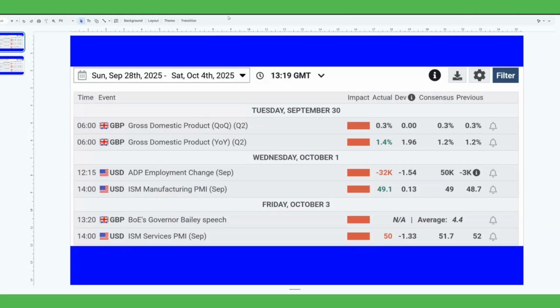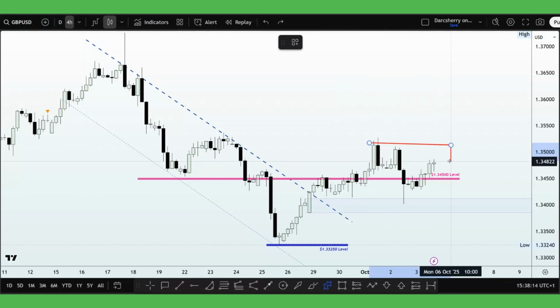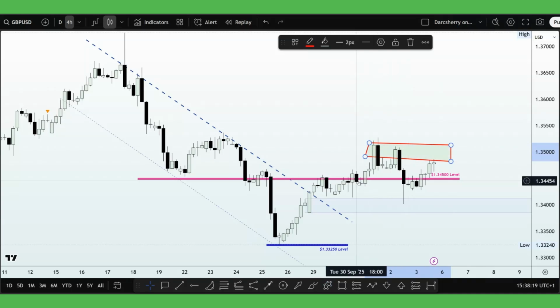On the other side of the pond, we had a softer ISM manufacturing PMI from the US weighing on the dollar, giving the pound a lift early in the week. Still, with growth concerns capping rallies around that 1.3500 area, it appears the pound sterling ended the week stuck in a range-bound structure as traders balanced Fed versus Bank of England outlooks.